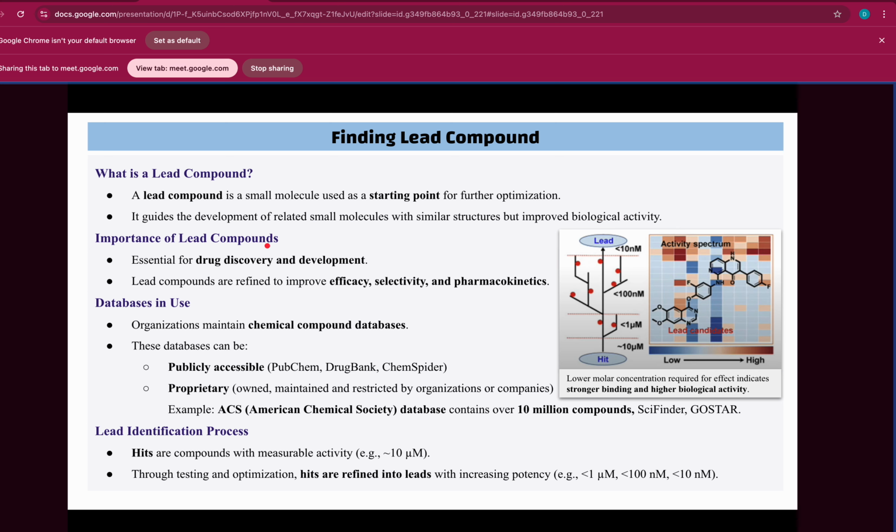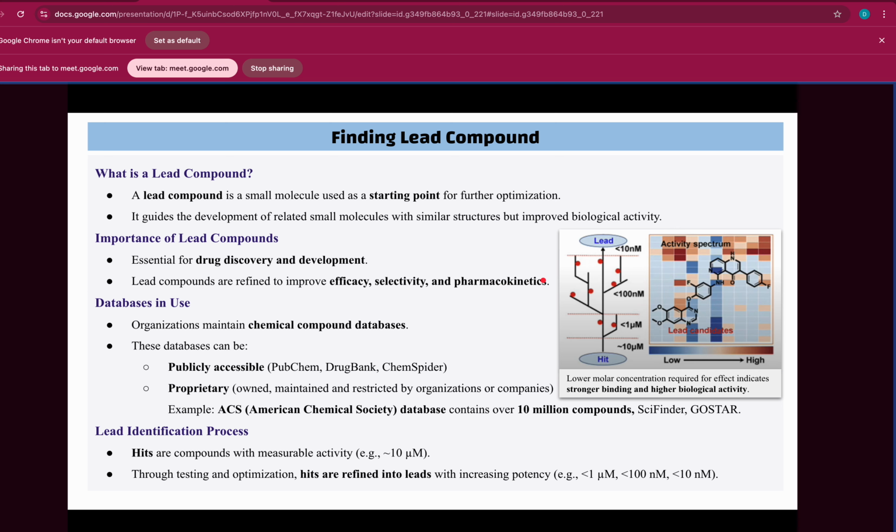The importance of these lead compounds is that they are essential for drug discovery and development, and they are generally refined so that we can increase the efficacy of that particular drug, its selectivity and pharmacokinetics. Efficacy means that it should be effective. Selectivity means that in some cases certain drugs can bind to certain off targets. In that case, that drug will have side effects because it will also interfere with other normal functional proteins. So during optimization, we make sure that the lead compound is very selective towards the particular target against which we are designing it.